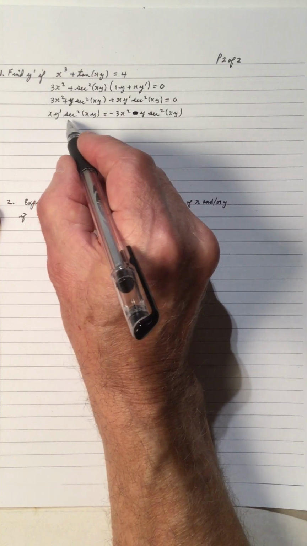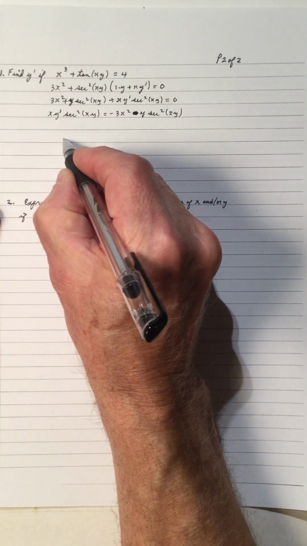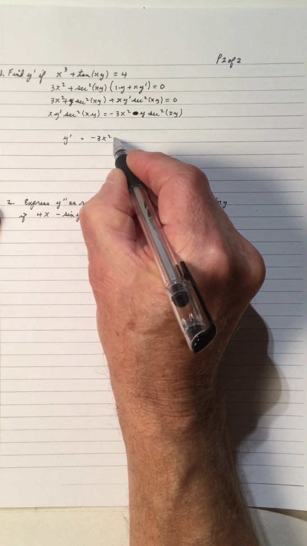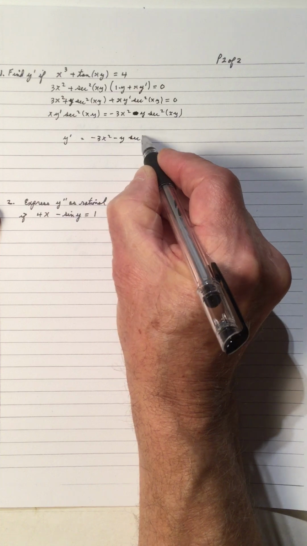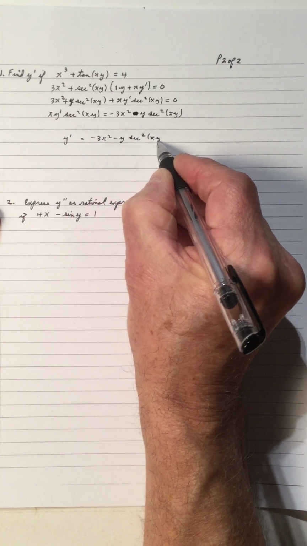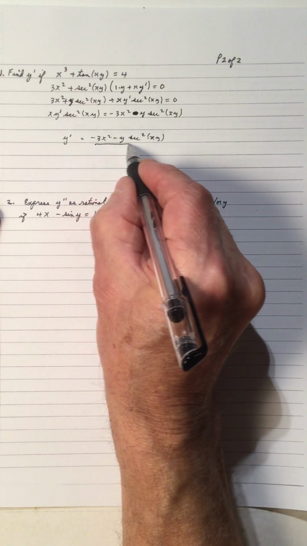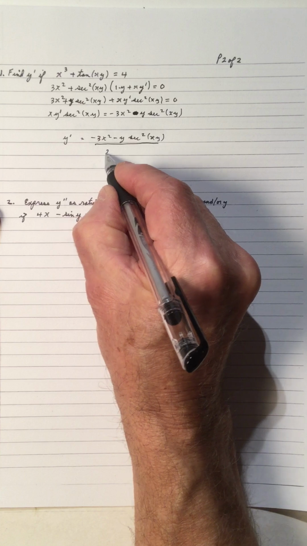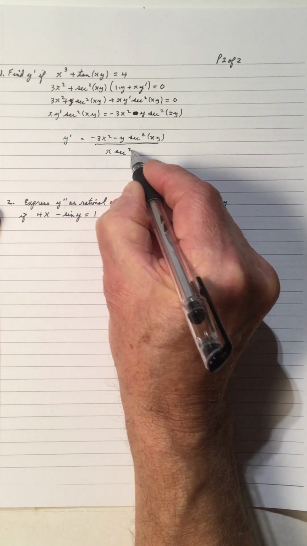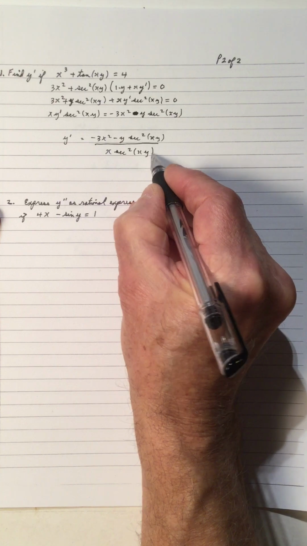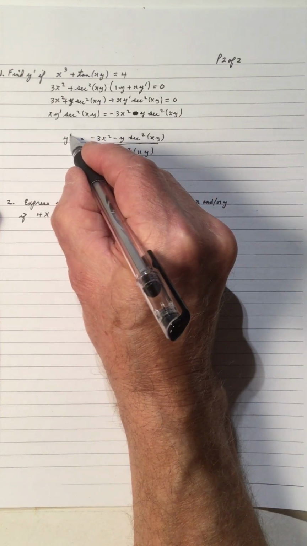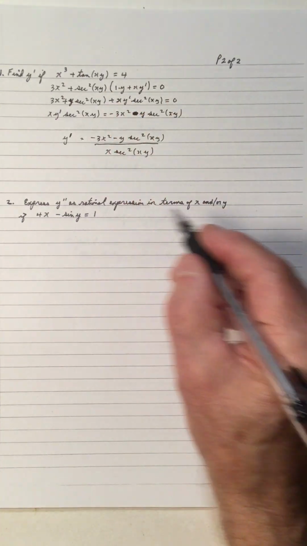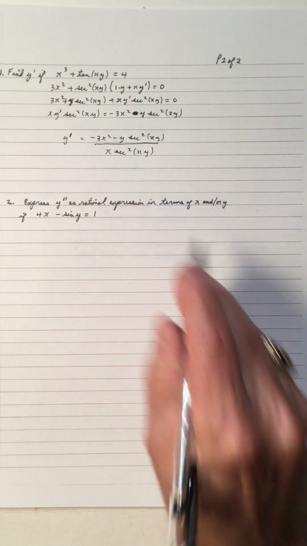And now we divide. y prime is negative 3x squared minus y secant squared of xy, divided by x secant squared xy. So just again a different problem with some trig in it, and we have the product rule and the chain rule here, so it's a little problem that has everything.